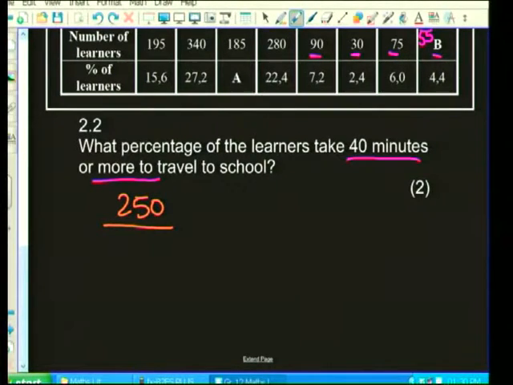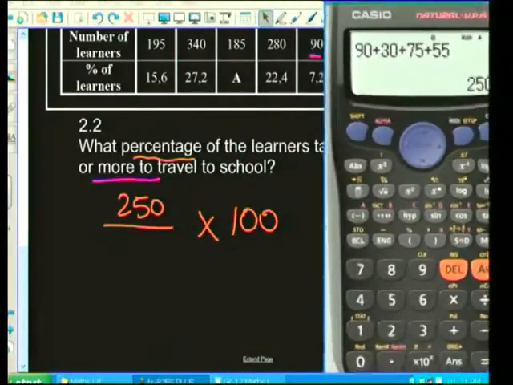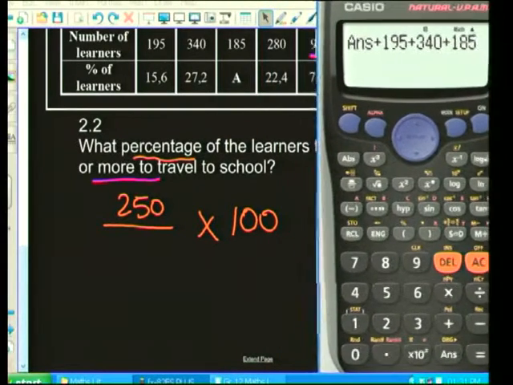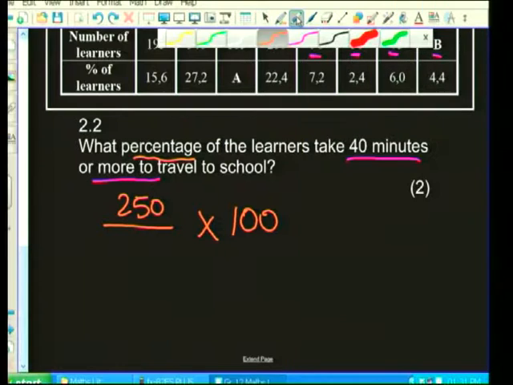Now we want the percentage of the learners, so we want our total learners. And remember, as soon as we see percentage, we know we're going to have to times by 100. So I can already write that in. So let's add up the rest of these. Now we've already got the 250, that was up to 90. So I'm going to add up the rest. So I can just say plus 195, plus 340, plus 185, plus 280. So that's going to give me all my learners. So we've got 1,250 learners.